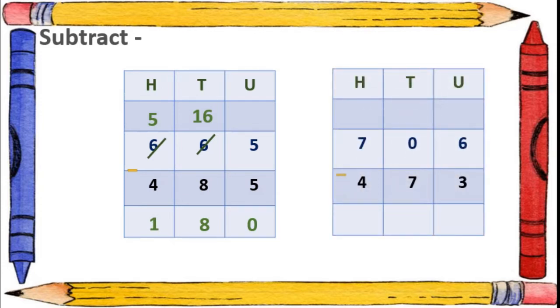This one. Another sum we will try. Now in the unit place 6 minus 3, that is 3. In the tens place 0 is there, means 7 we cannot deduct by 0. So what we will do? We will borrow from hundreds place.